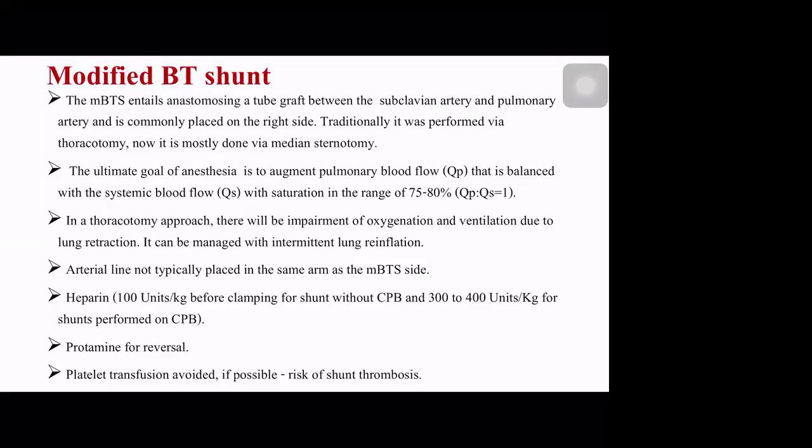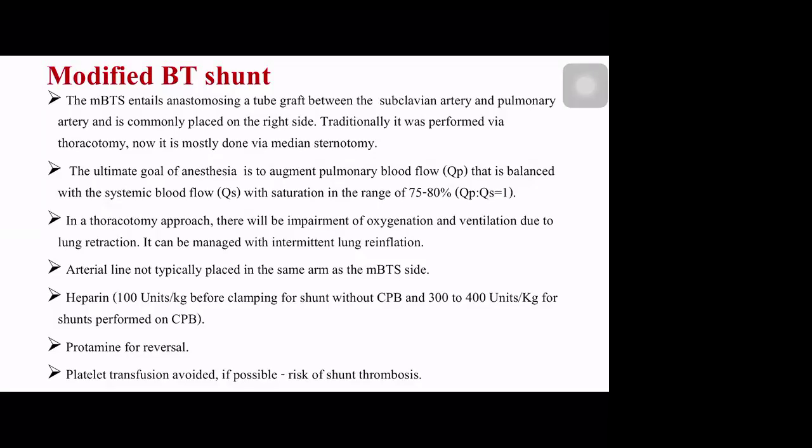The modified BT shunt entails anastomosis between the subclavian artery and mainly the right pulmonary artery with placement of a tube graft, that is the Gore-Tex graft. Commonly, it is placed on the right side. Traditionally, it was performed via thoracotomy, but nowadays it is mostly done via median sternotomy. And generally, it is performed not under CTVS bypass unless the child is very sick.